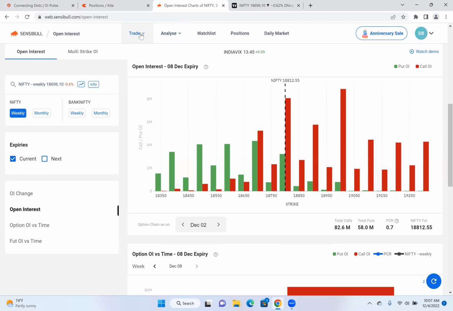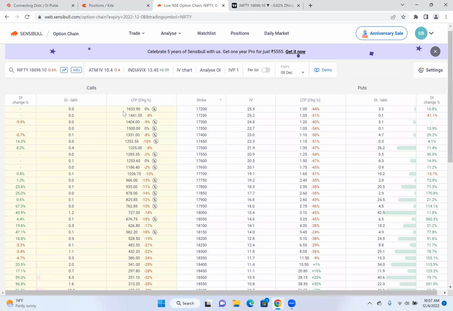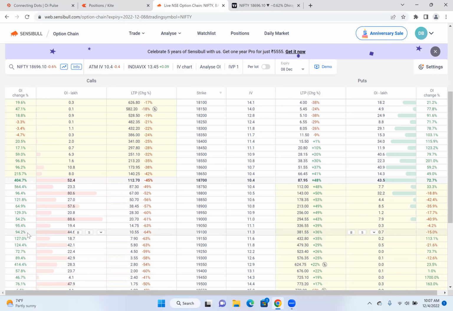I mean, if you look at the option chain, we look at how the OI is changing, right? OI change percentage. And clearly you can see that the change on the call side is higher than the change on the put side. So no wonder the market was bearish on Friday. Okay. So how do you take a decision?